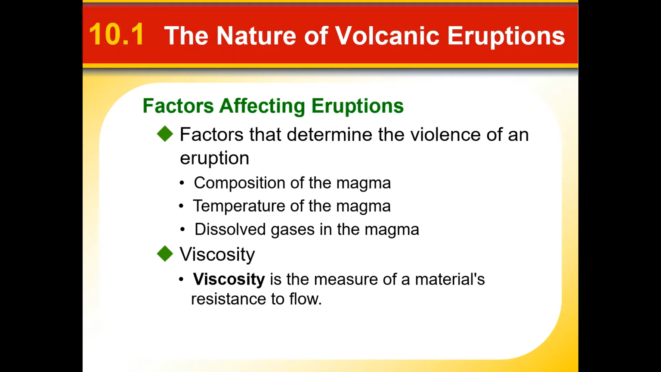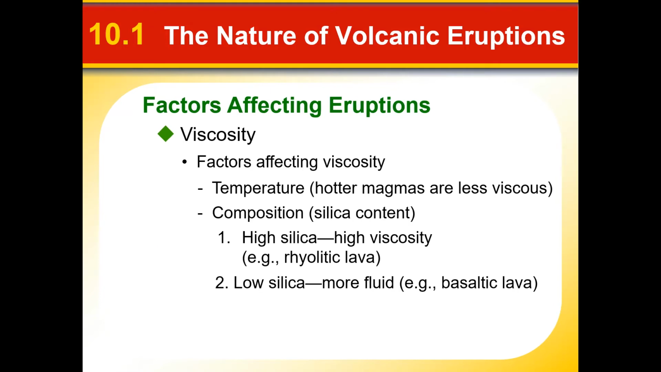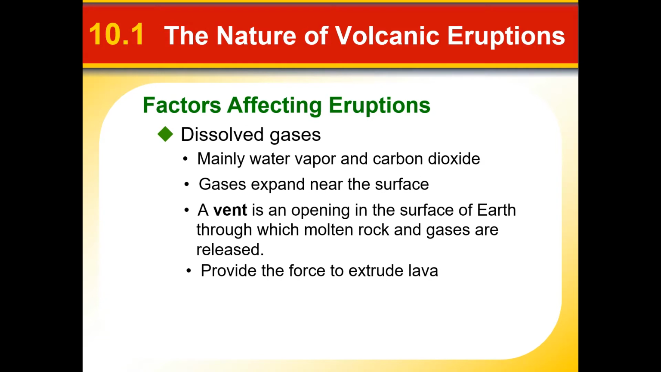So dissolved gases: sulfur, carbon dioxide, water vapor. These can also affect your magma. And the more dissolved gases contained in your magma, the more viscous it is. Okay, so viscosity. As discussed earlier, temperature: the hotter the magma, the less viscous. Composition: high silica, high viscosity; low silica, more fluid. And dissolved gases are mainly water vapor and carbon dioxide.